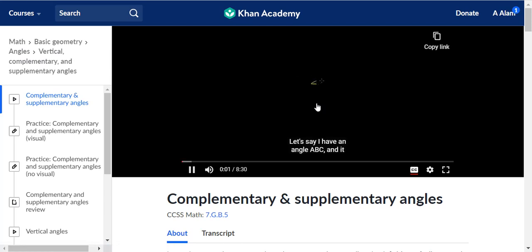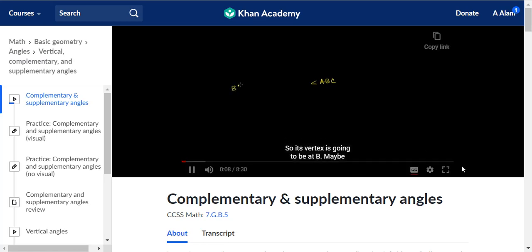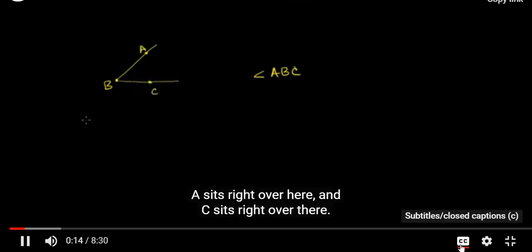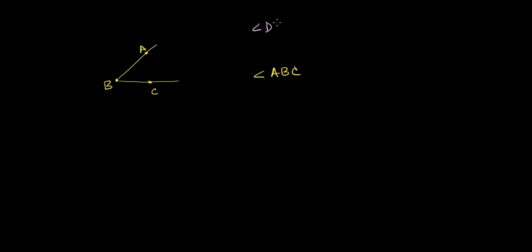Let's say I have an angle ABC, and it looks something like this. So its vertex is going to be at B. The vertex is at B. Maybe A sits right over here, and C sits right over there. And then also, let's say that we have another angle called DBA. I want to have the vertex once again at B. So let's say it looks like this. So this right over here is our point D.